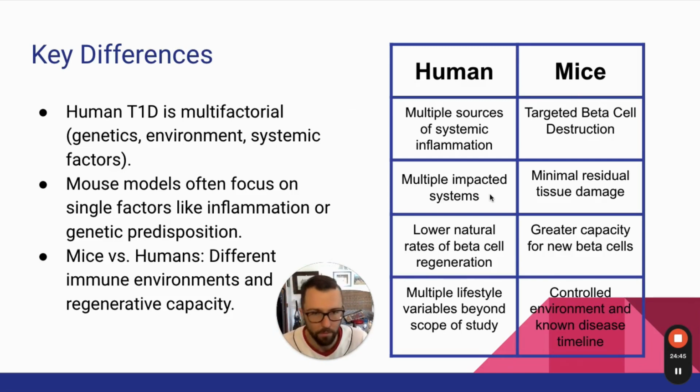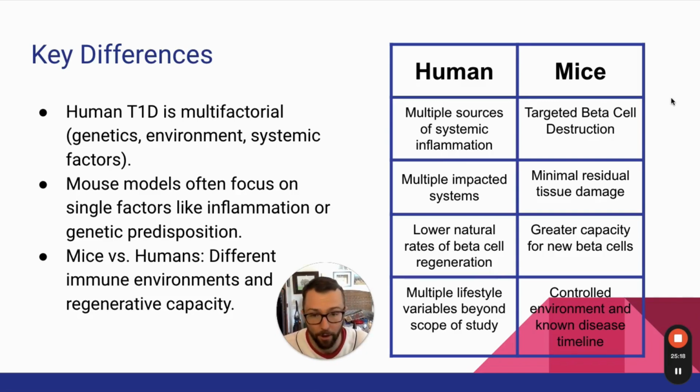So with humans and mice, multiple sources of systemic inflammation. We're not really exactly sure how many sources there are, the degree of impact of each of these sources, right? Like, is liver damage more influential in beta cell destruction, or is gut health more destructive for beta cell health? Not sure. Is there an interplay between the liver and the gut? It's just infinite ways to go about it.